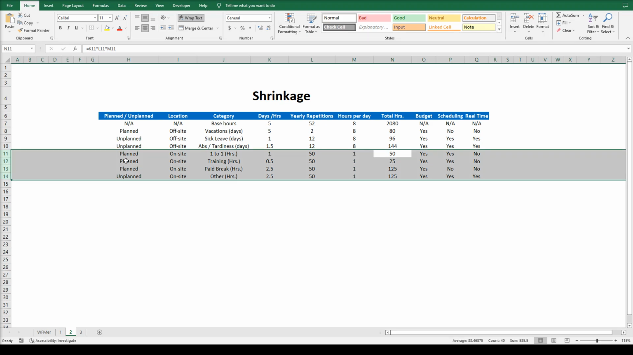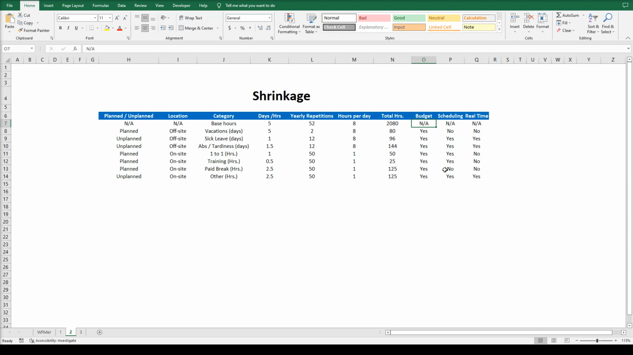Since we went through each line, now let's explain how shrinkage evolves through different phases of the WFM cycle. Columns O through Q state yes or no depending on whether or not I need to add the shrinkage category to my calculations. Let's start with the budget phase. We need to account for the money that we spend, and therefore everything counts. You can see, except for base hours, everything counts.